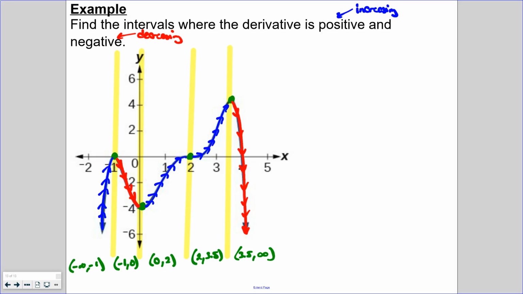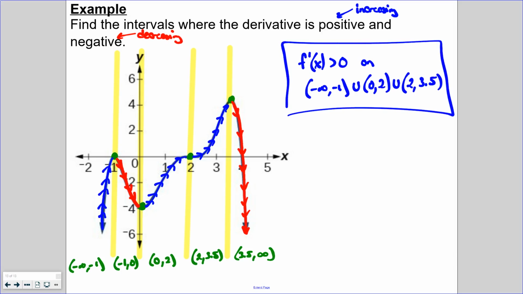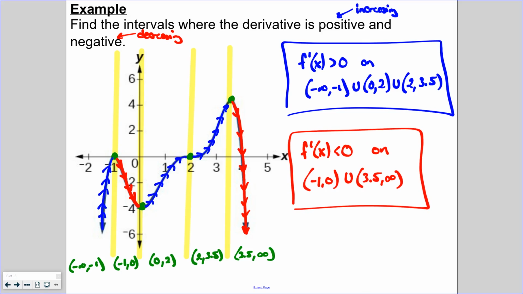Alright, so now we just have to list the intervals. Our derivative is going to be positive on negative infinity to negative 1, union, 0 to 2, union, 2 to 3.5. Because again, we can't include 2, because at 2, the slope is 0. And the slope is negative on the intervals negative 1 to 0, union, 3.5 to infinity. And there you have it, folks. That is determining the open intervals where the first derivative is positive or negative from a graph.